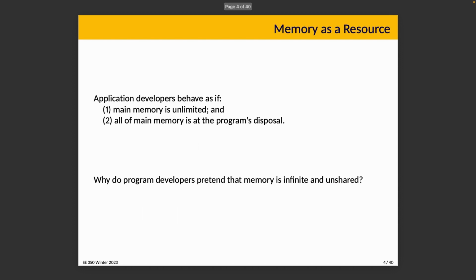And as we've discussed, like the CPU, main memory is a resource, and that resource needs to be shared amongst multiple processes. And this doesn't necessarily line up with our experience from writing user-level programs. The way that programs are written, application developers behave as if, 1, main memory is unlimited in size, and 2, all of main memory is at the program's disposal. We know for sure this cannot be the case.